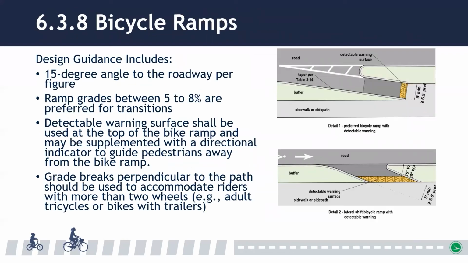Another design treatment that can be used for all bikeway types are bicycle ramps. Bike ramps are used to improve bicyclist safety or comfort, to shift the elevation of a bikeway to a different elevation, for example, street level to sidewalk level, or to change the bicycle facility type, for example, a conventional bike lane to a side path.